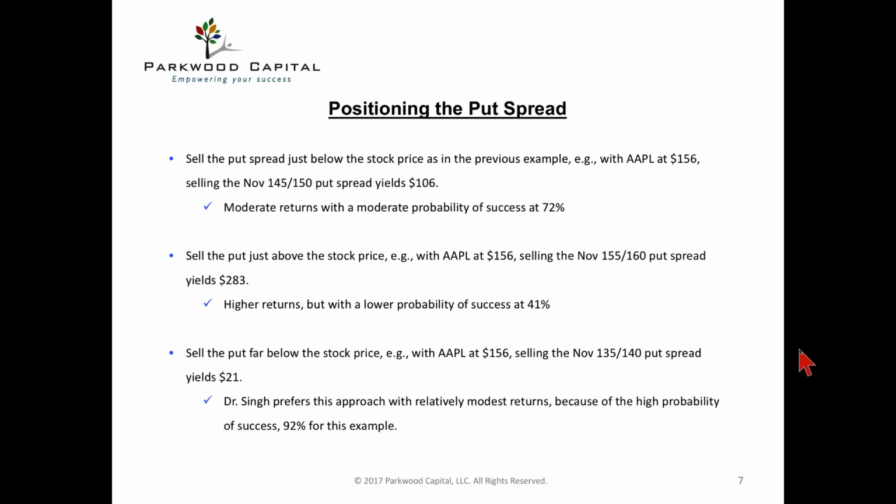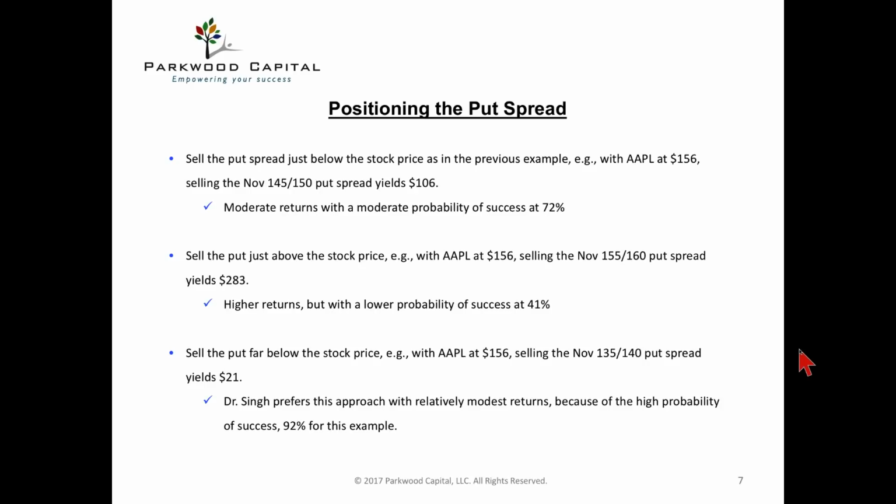Now, if I want more return, if I'm much more aggressive, then I might sell the put just above the stock price. With Apple at 156, I might sell the 160, buy 155. Now that yields $283, much higher return. Because again, if both those options expire worthless, meaning Apple is above 160 at expiration, then I will keep the $283. But it's a lower probability of success. There's only a 41% probability of success for that trade.